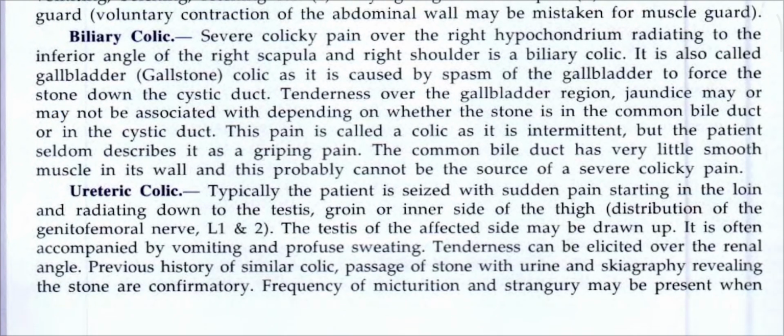Biliary colic. Severe colic pain over the right hypochondrium radiating to the inferior angle of the right scapula and right shoulder is biliary colic. It is also called gallstone colic as it is caused by spasm of the gallbladder to force the stone down the cystic duct. There is tenderness over the gallbladder region. Jaundice may or may not be associated, depending on whether the stone is in the common bile duct or in the cystic duct. The pain is called a colic as it is intermittent, but the patient seldom describes it as a gripping pain. The common bile duct has very little smooth muscle in its wall, and this probably cannot be a source of severe colic pain.